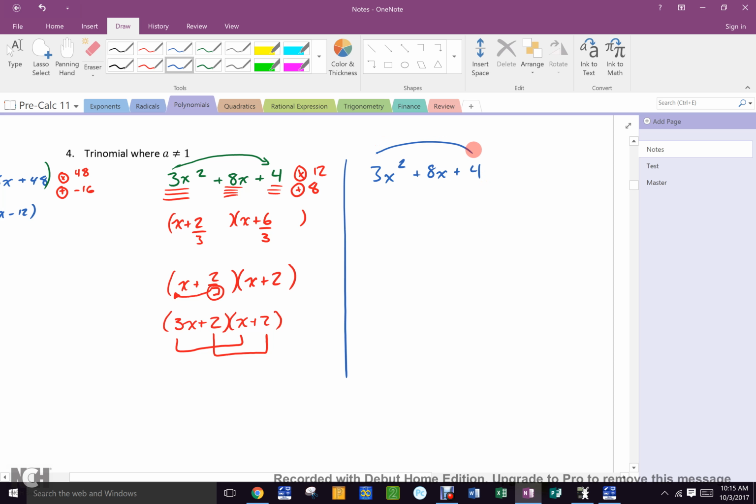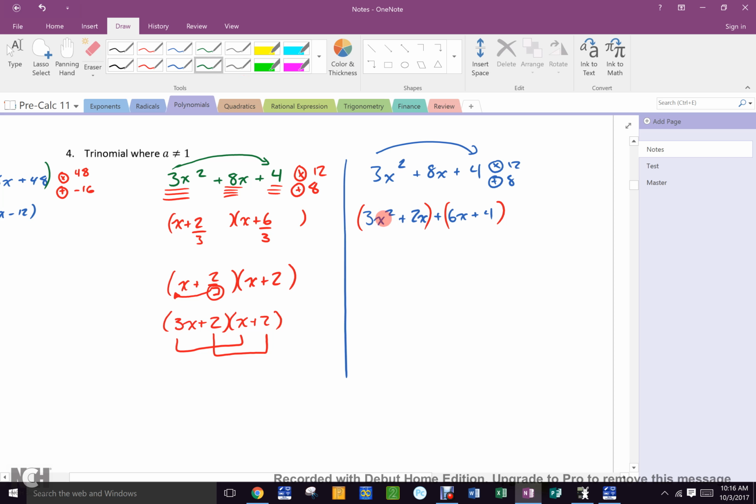Okay? The other way you can do it is this. Starts the same way. I still need to multiply to 12 and add to 8. Still 6 and 2, right? So I rewrite this as 3x squared plus 2x plus 6x plus 4. Now please notice, these guys make 8. Is everybody cool? Now, this is the way I learned it when I was your guys' age. I put a bracket there, and I put a bracket there.